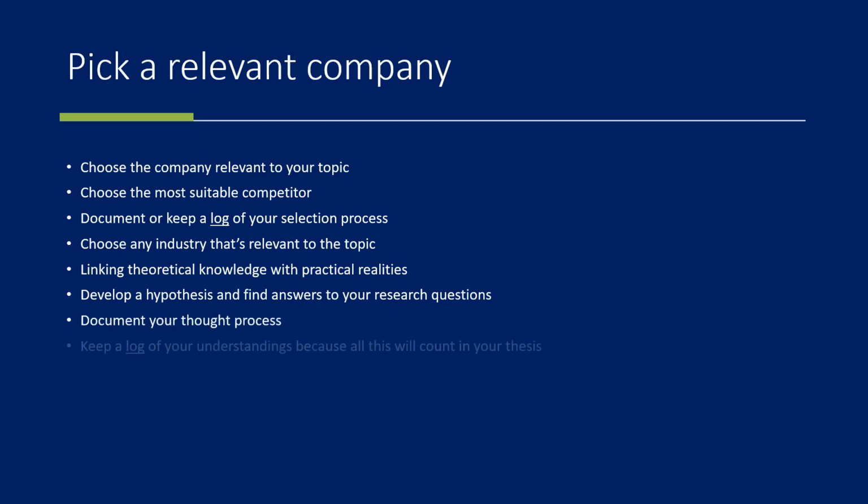So I would like to emphasize that when you select the company and you select the competitor, make sure to document your thought process. Keep a log of things. Note it down somewhere because this information will go in your research report. So it's better to write it at the start than trying to figure out why you had done that. It takes a lot of time. So just save your time. You can keep a log in Excel, in a Word file, in a diary, a sticky note, whatever is within your reach.